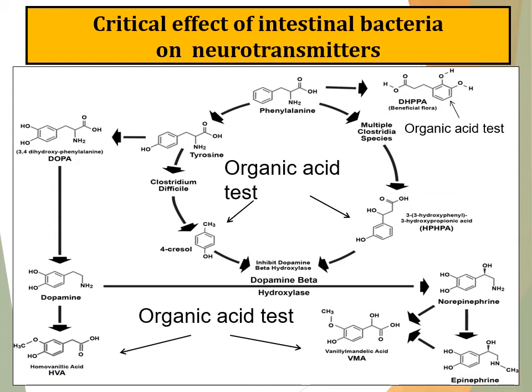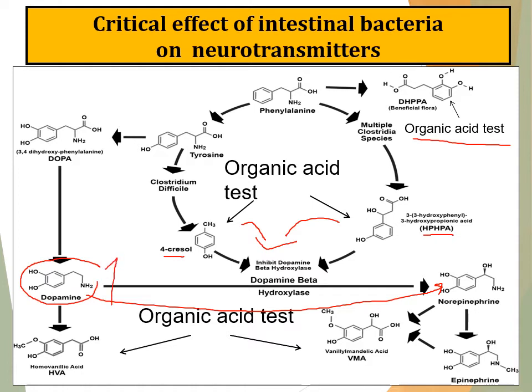One of the things that happens in the existence of, let's say, 4-cresol and HPHPA from the organic acids test is they inhibit dopamine beta hydroxylase, that enzyme that converts dopamine to norepinephrine. What ends up happening is dopamine levels rise, and that causes an increase of homovanillic acid on the OAT test. Too much dopamine within the brain and nervous system is toxic.